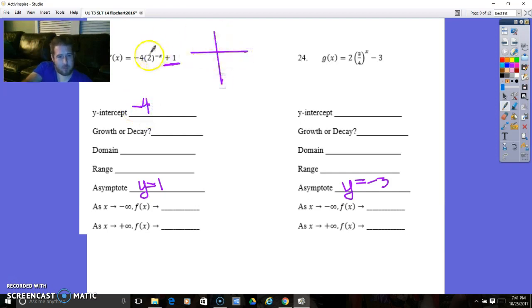So when I graph this one, I'm thinking this is growth, but it's not, because this is negative. This is really 1/2 to the power of x. So this is decay. So you're probably thinking it's going to look like this, but it doesn't. First of all, it's got a y-intercept of -4. 1, 2, 3, 4. So let's say that's -4. It's got a horizontal asymptote at 1. So it's going to be up here. Okay, not a very good dotted line.